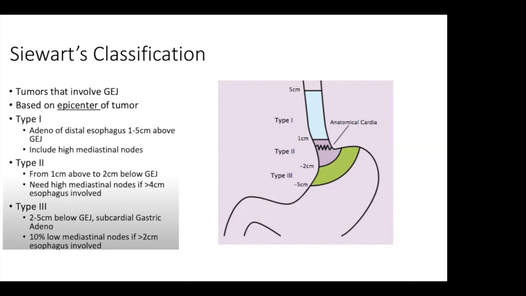For the higher ones, your type 1s, you're going to treat them more like esophageal cancers. They're going to require an esophagectomy, even getting into the type 2. And then type 3, depending on your margins, you may be able to get away with a gastrectomy.